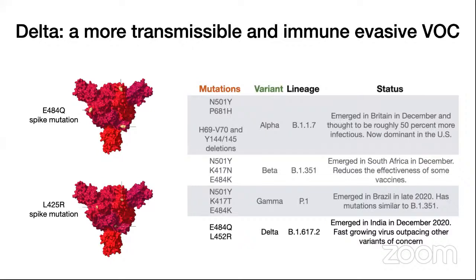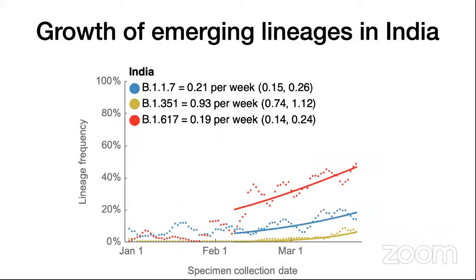This variant has mutations in the spike protein, including the E484Q and the L452R, which are known to affect transmissibility of the virus, as well as whether it can be neutralized by antibodies produced for or by previously circulating variants of the virus. As you can see in this graph in red, the B.1.617 grew faster than any other variant of concern circulating in the country, and is thought to be partially responsible for India's second wave of the pandemic beginning in February 2021.